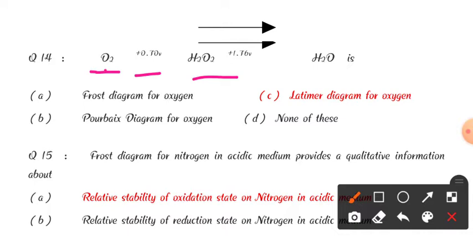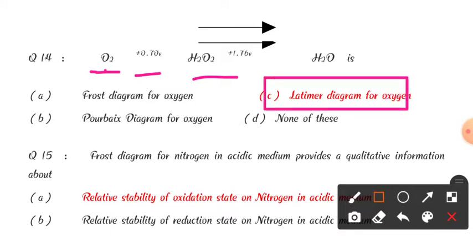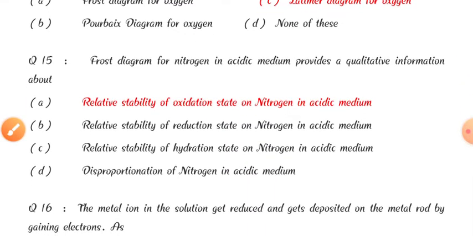So this reaction is called the Latimer diagram for oxygen. This reaction shows the Latimer diagram for oxygen. Now next question, friends, question number 15.